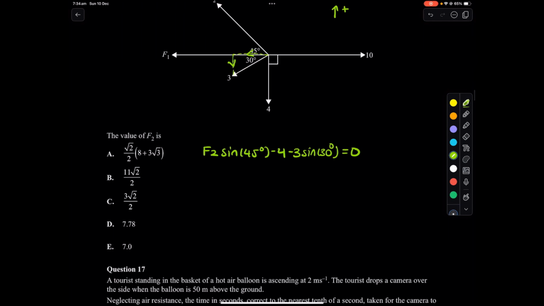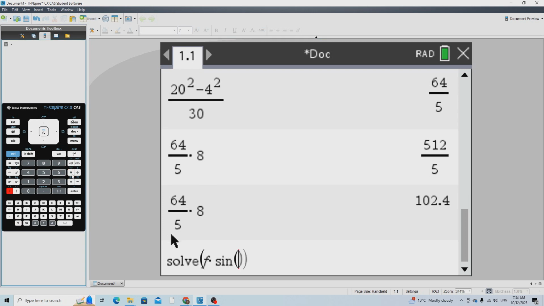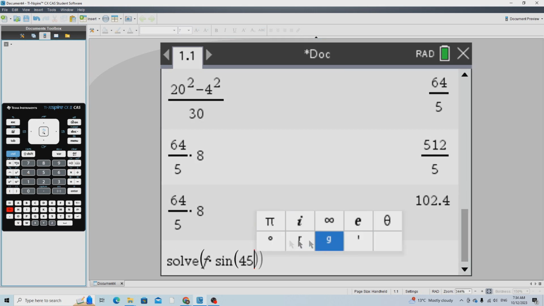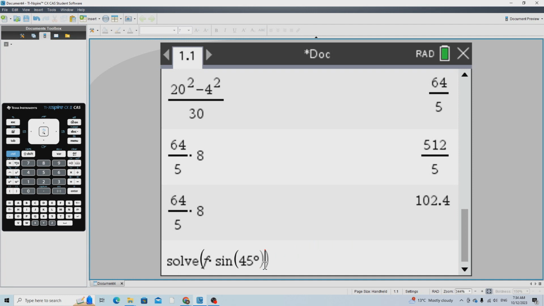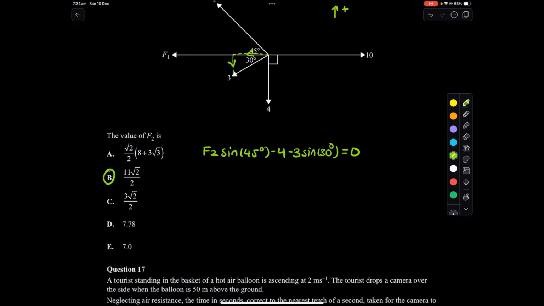So using our calculator, you can easily solve this. Let's do that using our calculator to calculate F2. So we're going to solve F times sine 45 degrees - 4 - 3 sine 30 degrees. That should all equal to 0, comma F. And we get F is equal to 11 root 2 over 2. It looks like B is your answer for that one.